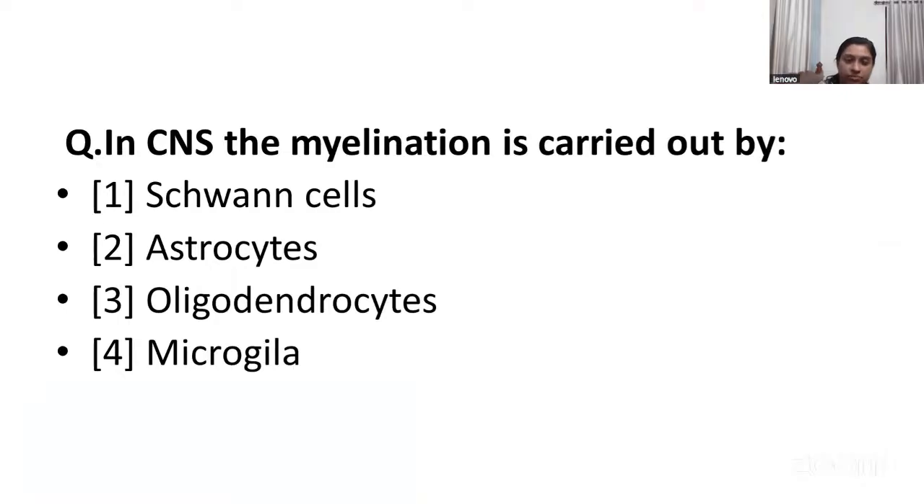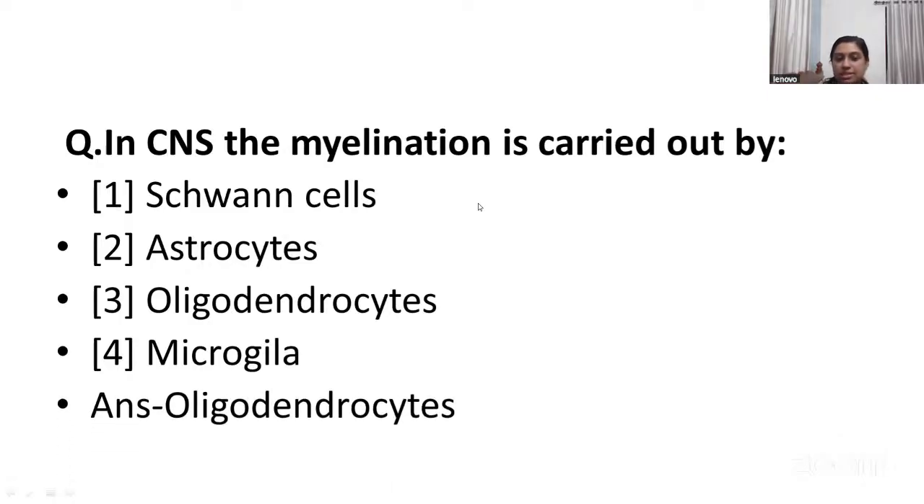Next question. In CNS, myelination is carried out by Schwann cells, astrocytes, oligodendrocytes, microglia. What's the answer? In CNS, it is the oligodendrocytes, whereas in PNS, it is the Schwann cells.